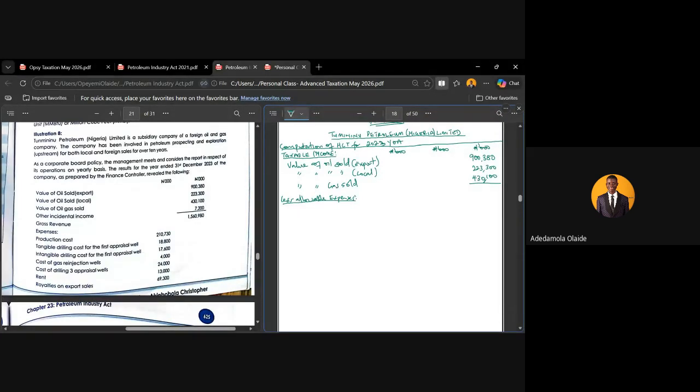As for allowable expenses, we'll take it one after the other. Production cost. From all we read, I did not hear anything about production cost being additional information. Production cost is the cost of doing the petroleum activity work. So we'll bring that in.